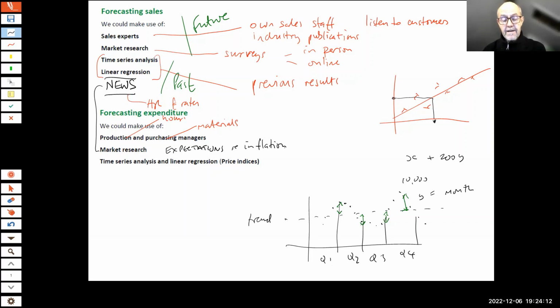So inflation, news regarding inflation will be certainly taken into account when we look at what we expect to pay. Production, agreed, yes. Good point in the chat there. Yep. Production manager would know volumes of material. Yeah. Number of hours and volumes. And again, we've said time series analysis, linear regression for price. Again, that all links into inflation because ultimately inflation governs all prices.